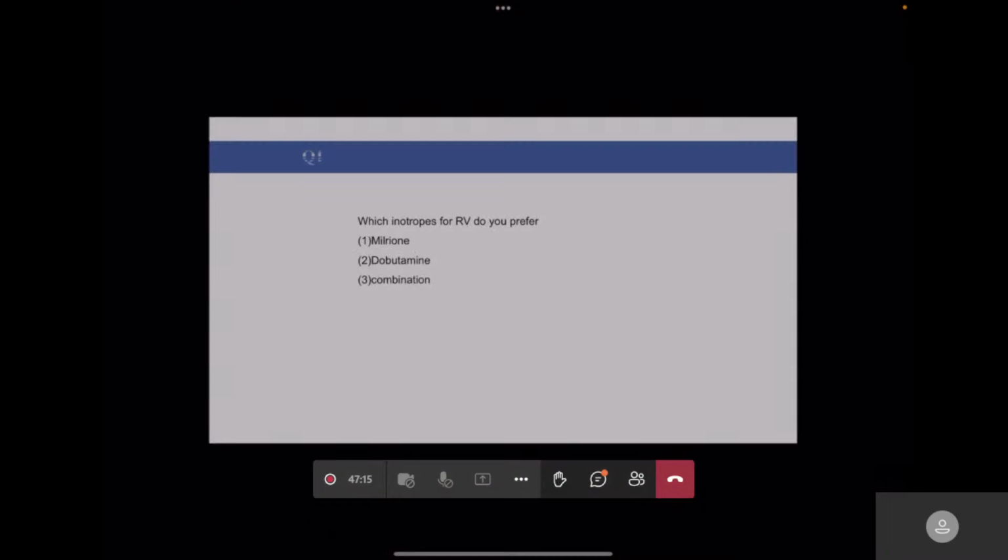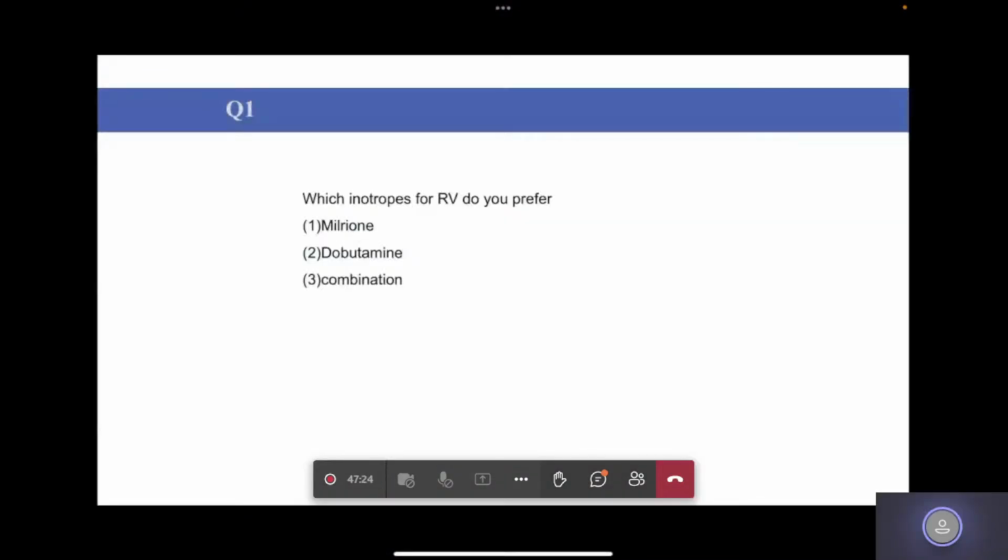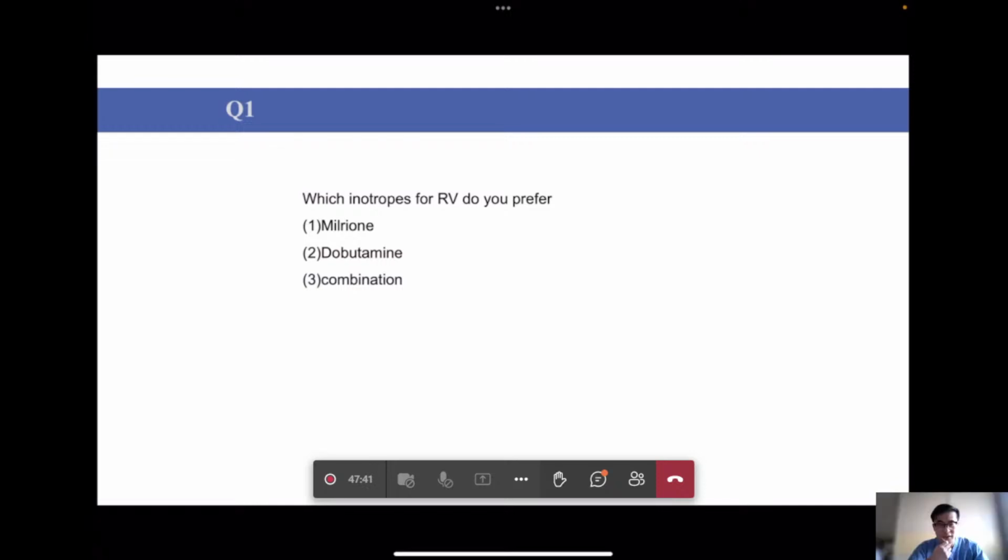I will choose dobutamine. I personally seldom use milrinone because, according to evidence-based medicine, milrinone is associated with long-term mortality and morbidity in patients. It is an agent with multiple functions, such as inotropic and vasodilator effects. I cannot trust a drug with so many functions in one patient. I will choose dobutamine. Very good reason.